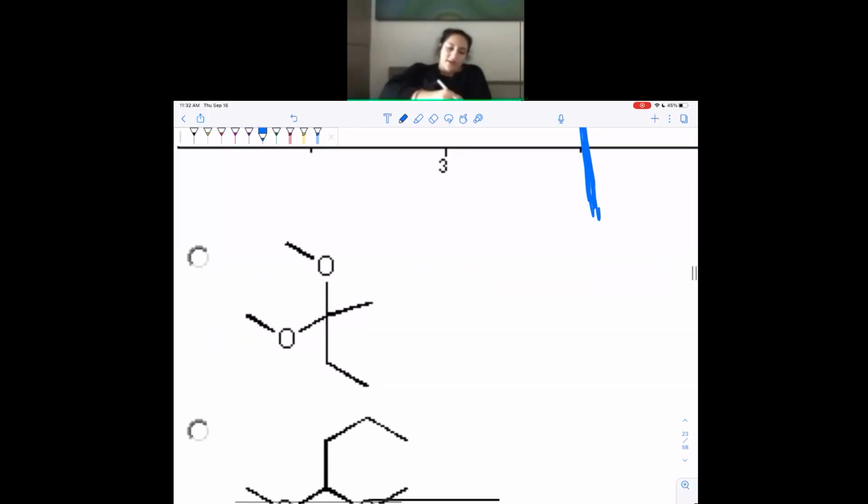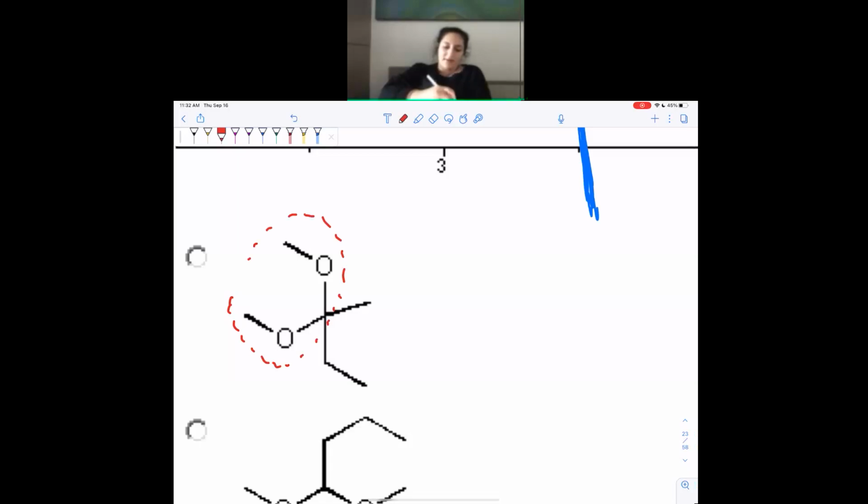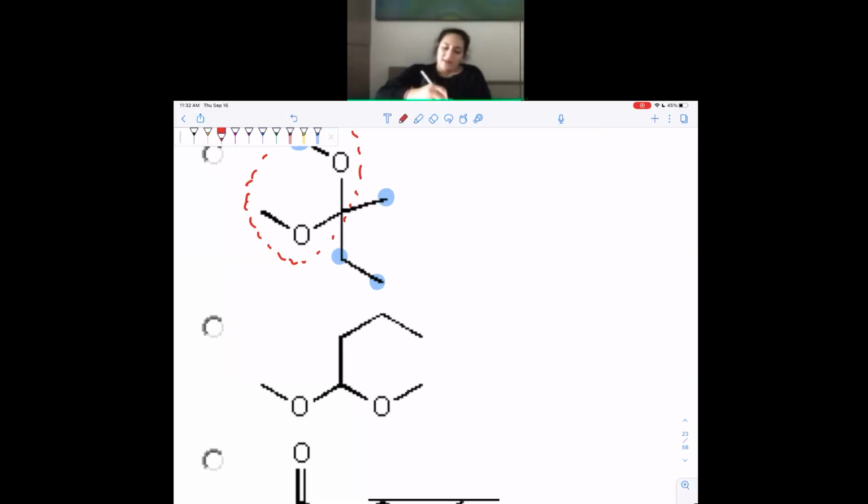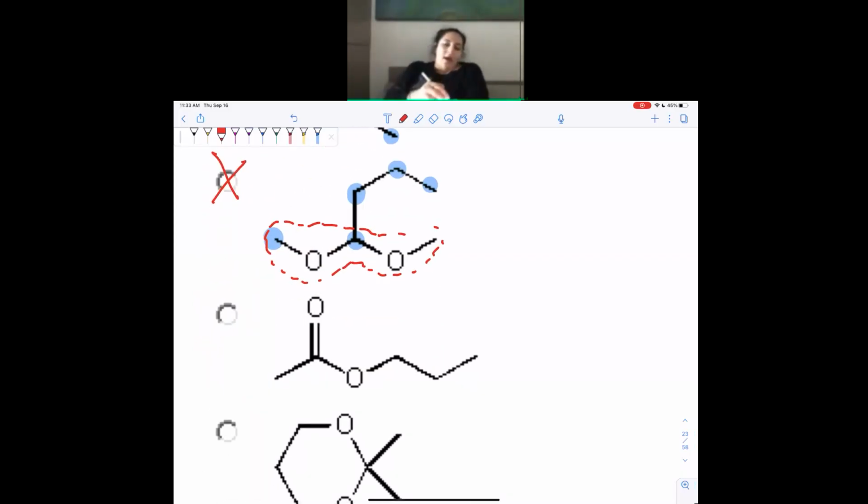The first thing we're always going to look for is symmetry. So we have symmetry right here. So we have one hydrogen signal, two, three, four. Okay, that works. The next one, we have symmetry here. So we have one, two, three, four, five. That is too many signals. We're going to cross that one out because we only have four. When we go here, we have no symmetry, so we're just going to go left to right. One, two, three, four. Okay, so that's possible.